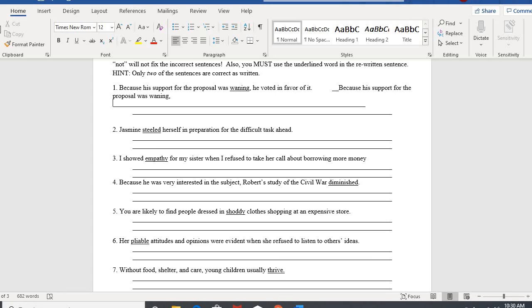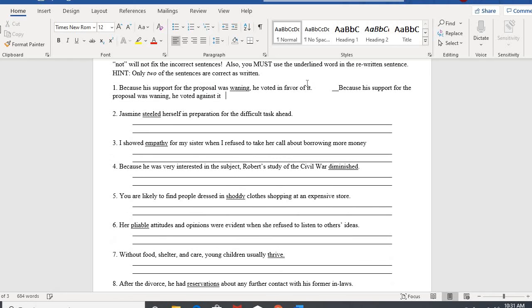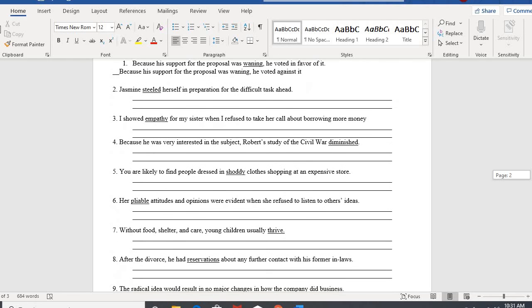Because his support for the proposal was waning, he voted against it. So that's how I would go about correcting that one. So I did that first one for you just to show you that you don't have to say, no, waning means to go down. No, you rewrite the sentence to demonstrate the correct usage of the word. And that's what you'll do for the rest as well. And remember, 2 of them are correct as written.